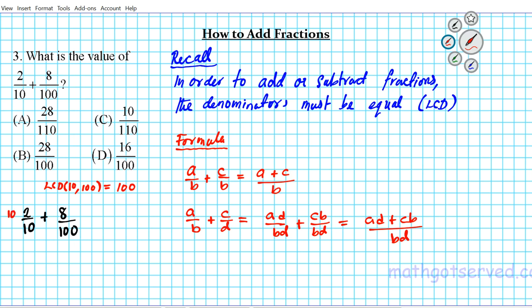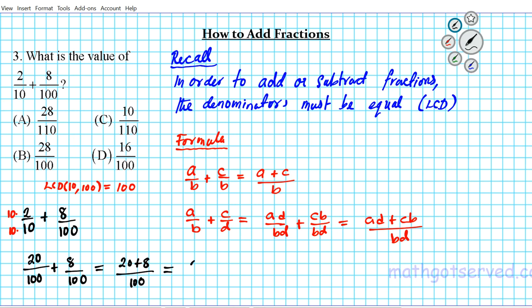To accomplish that, you just multiply by 10, because 10 times 10 is 100. So we're going to have 20 over 100 plus 8 over 100. Now that the denominators are identical, we can go ahead and add just the numerator. Don't add the denominator, please. Just add the numerator and keep the denominator. That's how you add fractions.